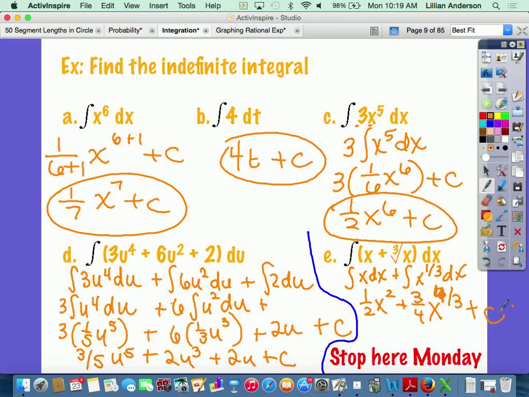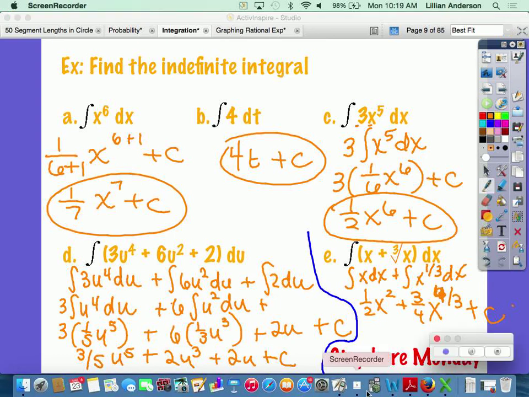I think we did both of those already. That's why I said 20 seconds. So you recognize them. But there you go. Antidifferentiation. How well can you do it now?